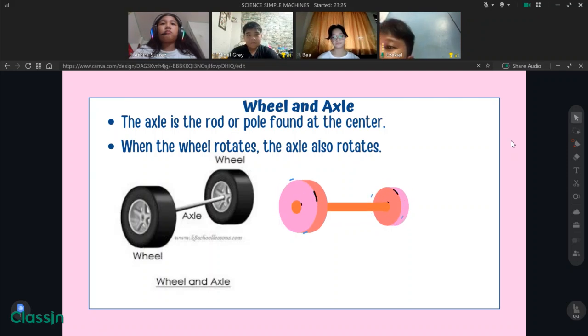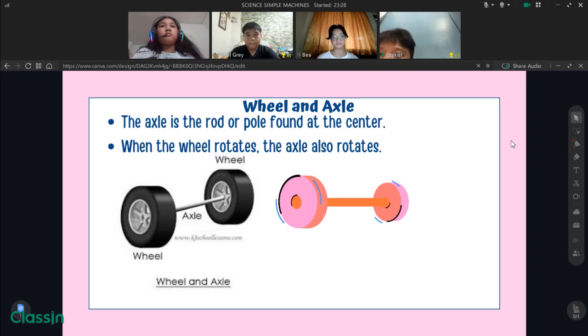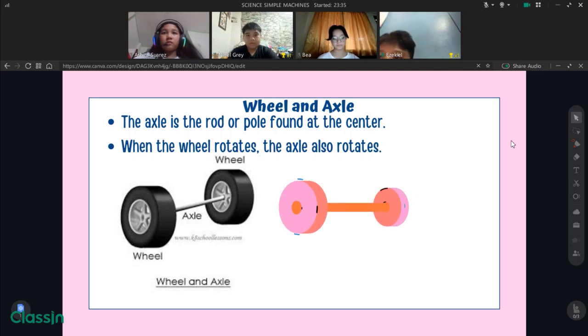Wheel and axle. Axle. The axle is the rod or pole found at the center. When the wheel rotates, the axle also rotates.